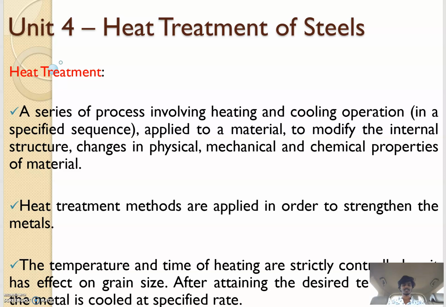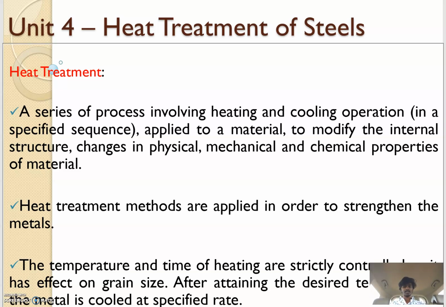So basically, the heat treatment of steels definition is a series of processes involving heating and cooling operations. This is applied to a material to modify the internal structure and change the physical, mechanical and chemical properties of the material. Heat treatment methods are applied in order to strengthen metals. The temperature and time of heating are strictly controlled as they have an effect on grain size. After attaining the desired temperature, the metal is cooled at a specific rate.